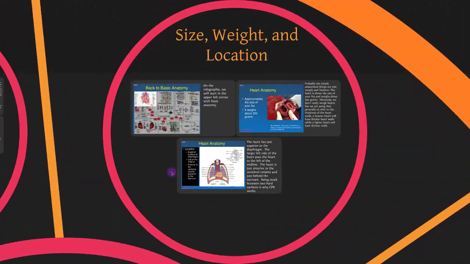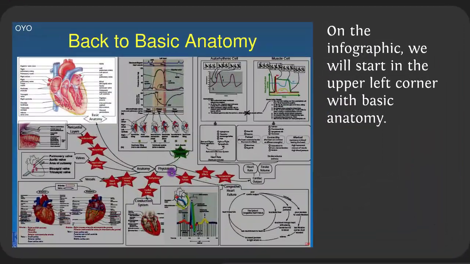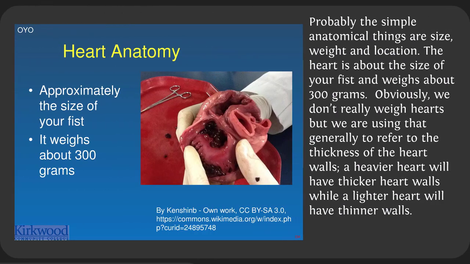Next, we go into size, weight, and location of the heart. On the infographic, we'll start with the upper left corner with basic anatomy. Probably the simple anatomical things are size, weight, and location. The heart is about the size of your fist, maybe a little bit less, and weighs about 300 grams. Obviously, we don't really weigh hearts, but we're using that generally to refer to the thickness of the heart walls. A heavier heart will have thicker heart walls, while a lighter heart will have thinner heart walls.